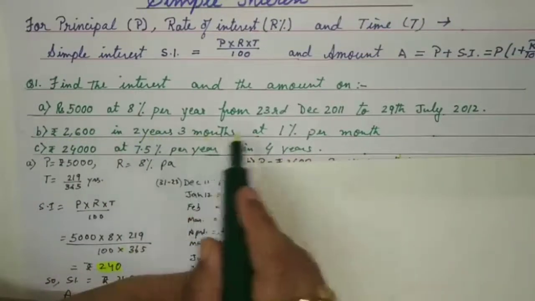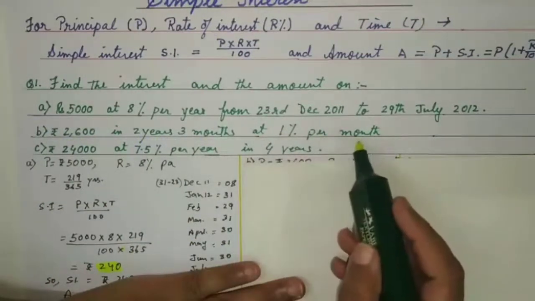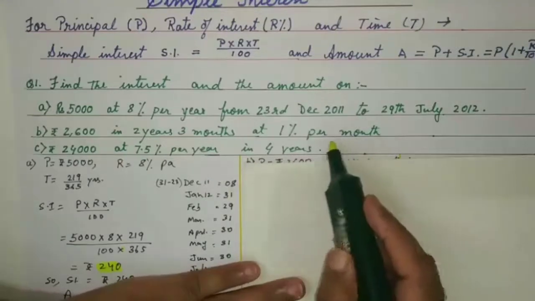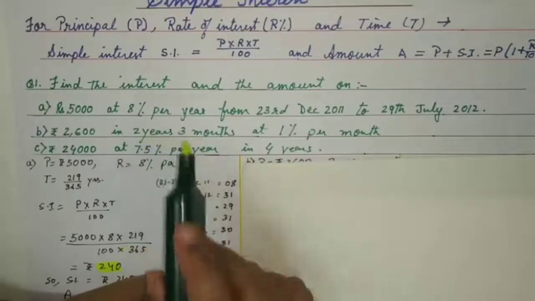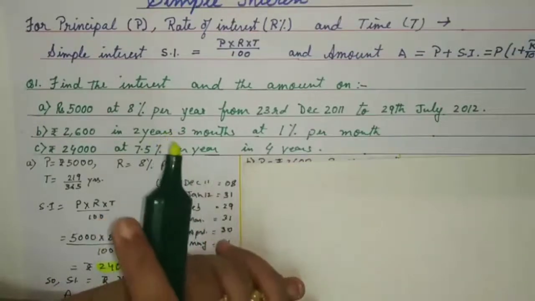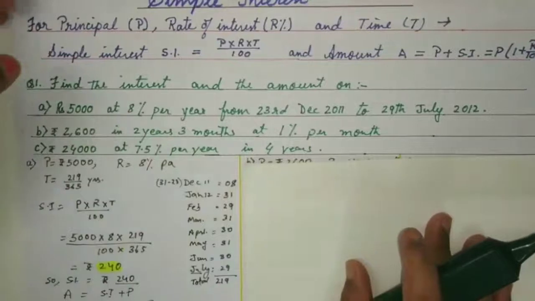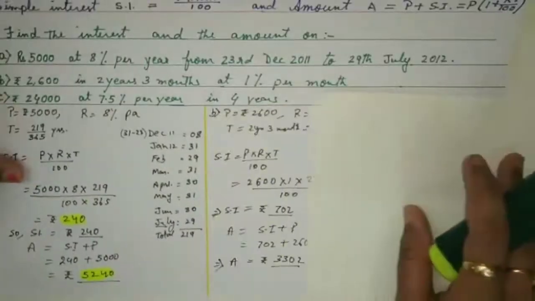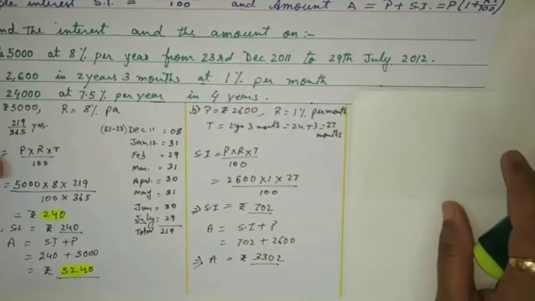The next question says, find the simple interest and the amount on rupees 2600 in 2 years, 3 months at 1% per month. So the rate is per month and the time is 2 years, 3 months. So what are you supposed to do? You need to convert the time into months. So let's see. This is the next question here.